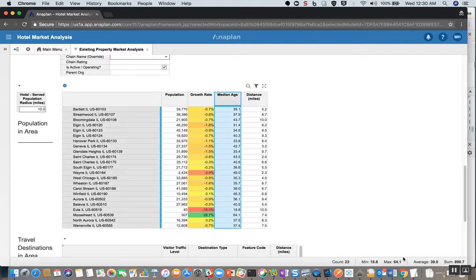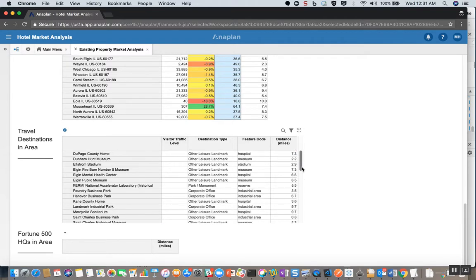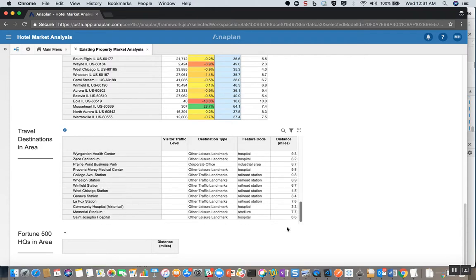Let's use the tool. The median age in the United States of America is 38. The median age in this area is 39, so it skews slightly older than average. Travel destinations: if you're the hotel across the street from Disney World, you're probably attracting travelers because of Disney World, right? Well, there's a variety of things like stadiums, museums, state parks, business parks, etc., which attract leisure or business travelers. All right, and there are Fortune 500 companies that are headquartered in the area.